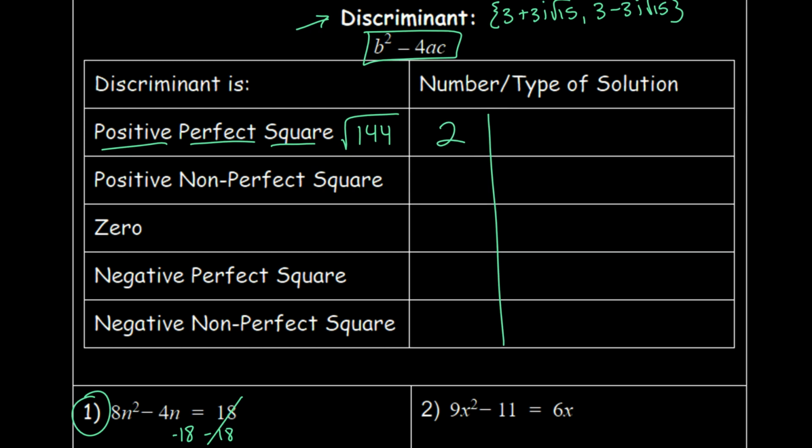Now, if I have plus or minus 12, what do you think is the easiest way to solve this problem? Factoring or quadratic formula? If it's a whole number, factor. It's actually factoring.